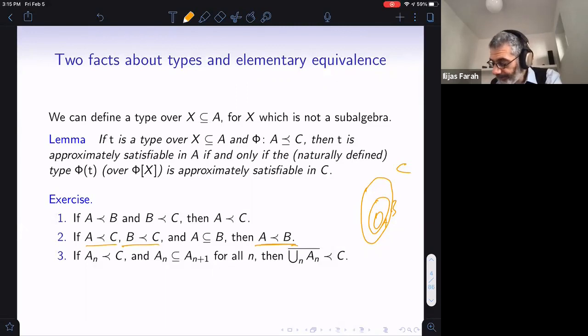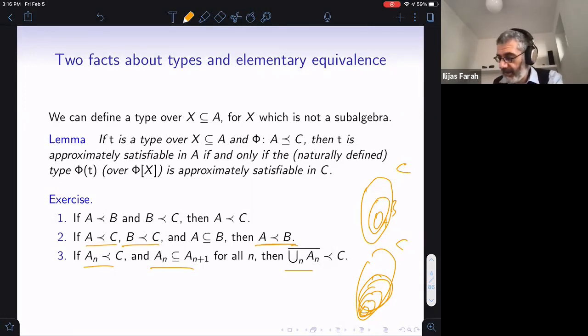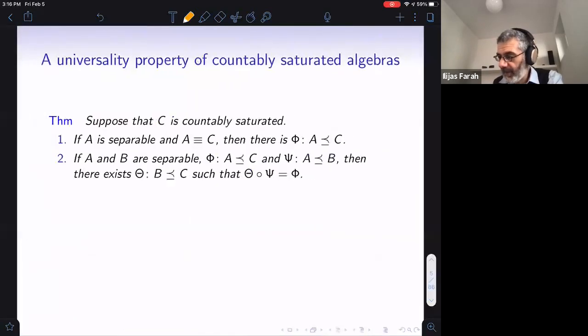And the third one talks about so-called elementary chains. Here we have a C-star algebra C, and we have this increasing sequence of elementary submodels of C. So they're all elementary and they're subsets. Now by part two, A_n is actually elementary in A_{n+1}. Then we can conclude that if we take the union of this chain, it is not a C-star algebra, we have to take the closure, that is elementary in C. Again, straightforward check. So I'll be using these facts in what is coming up.